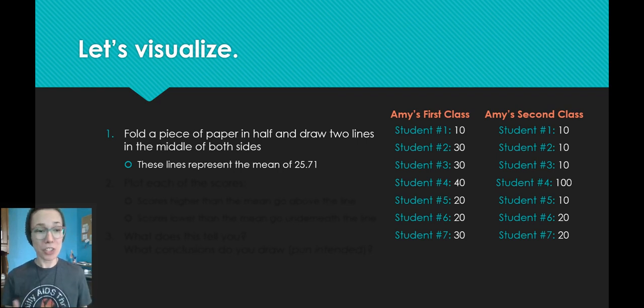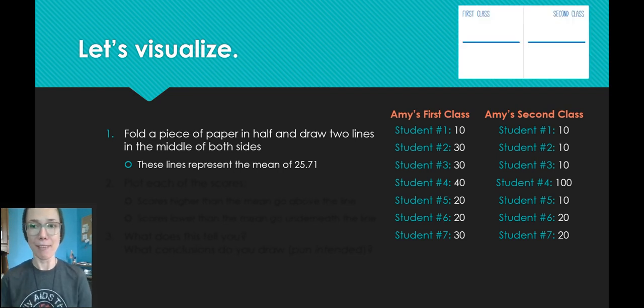All right, so we're going to visualize this. Again, get a piece of paper if you have not already done so. We're going to map out how this plays out, and then we're going to talk a little bit more about those measures of variability, what they mean, etc. So I'd invite you to fold a piece of paper in half, sort of like this up here in the corner. On one half of the paper, you're going to focus on class number 1. On the other half of the paper, you're going to focus on class number 2.